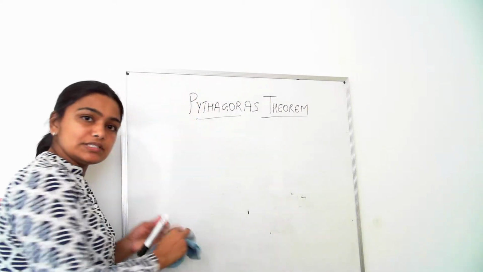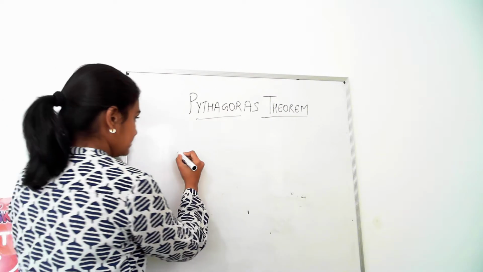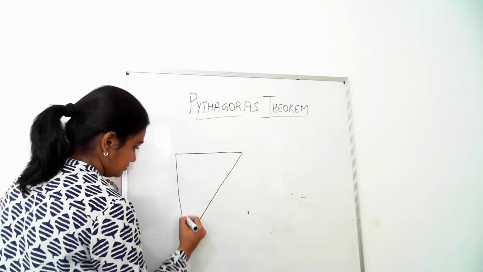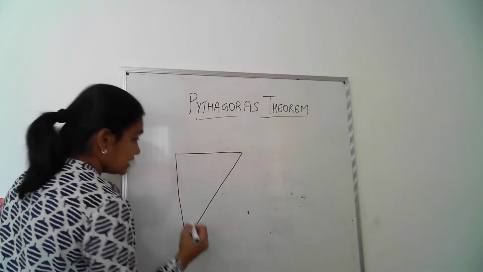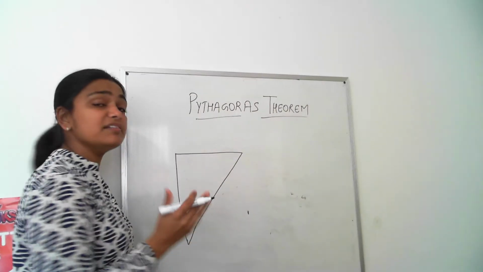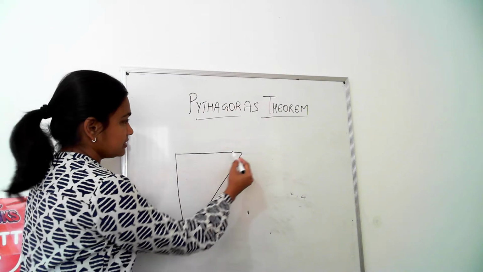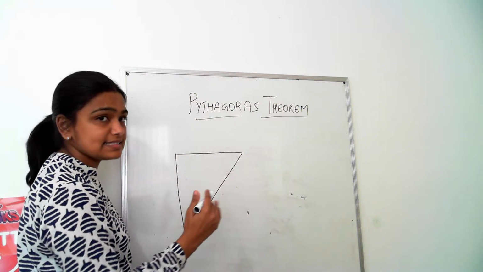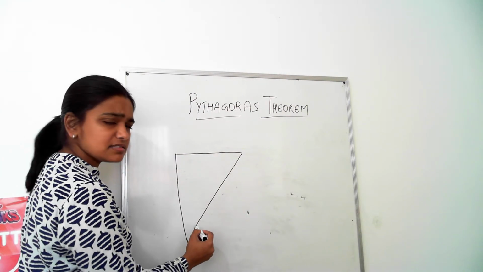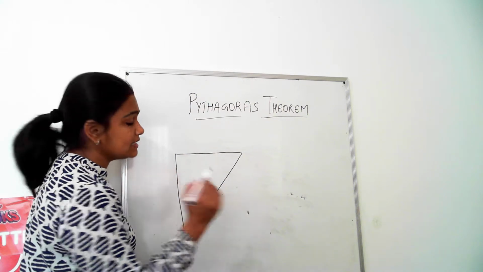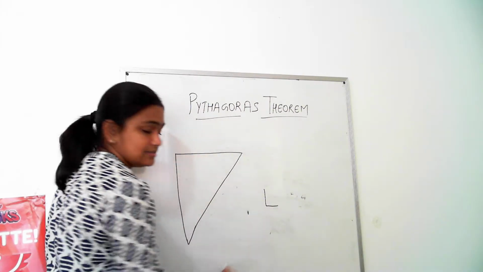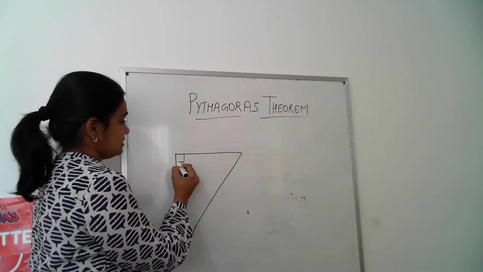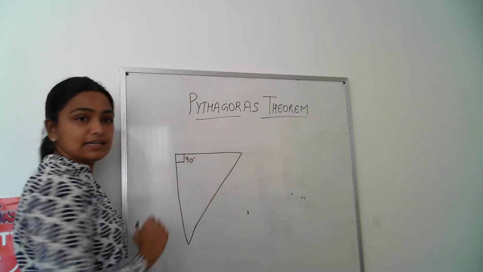Let's do one more question. The first thing is to identify where the right angle is. Do you think this is the right angle? No, this is an acute angle, less than 90 degrees. Do you think this is a right angle? I don't think so. A right angle should be two perpendicular lines. So where is the right angle? Here. This is the right angle triangle.